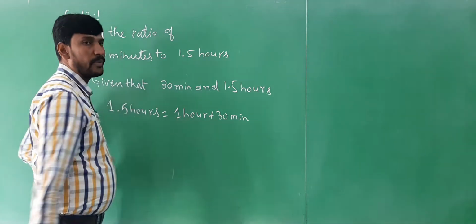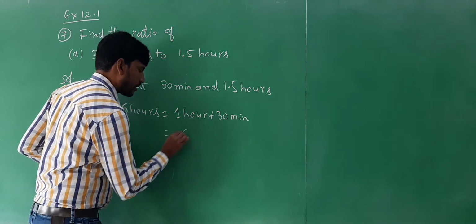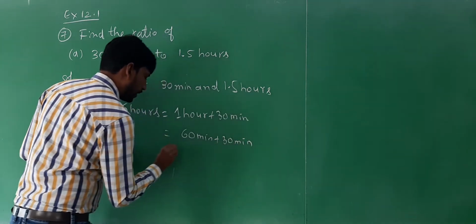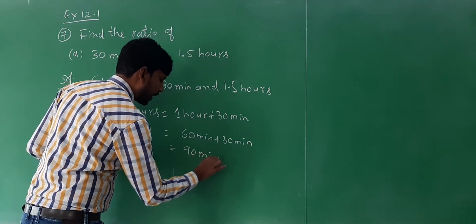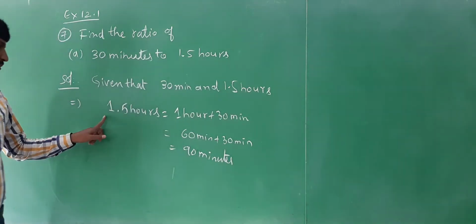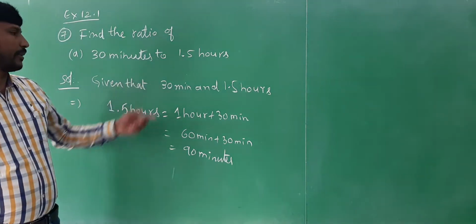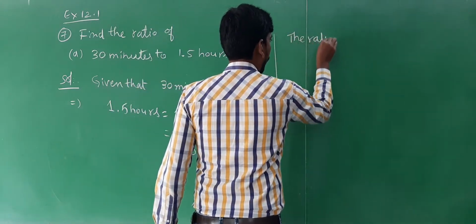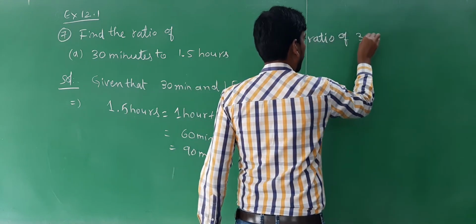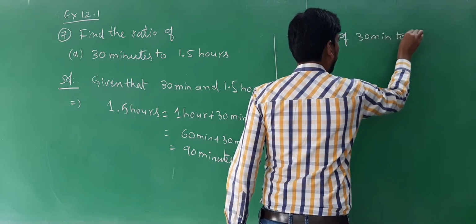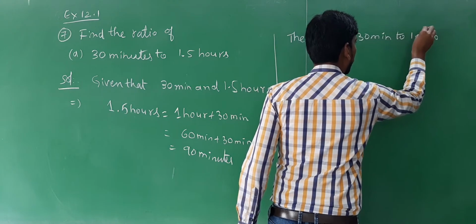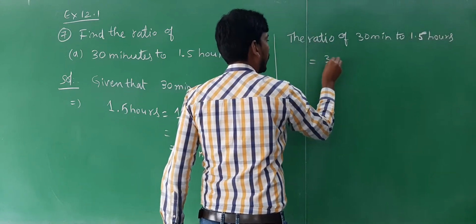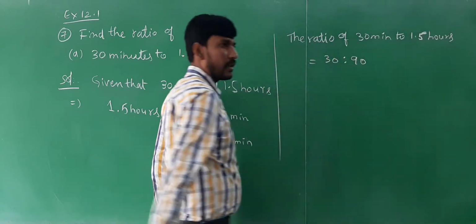We know that 1 hour equals how many minutes? That is 60 minutes. So 60 minutes plus 30 minutes is equal to how many? That is 90 minutes. So 1.5 hours is nothing but 90 minutes, and they gave 30 minutes. Now the ratio of 30 minutes to 1.5 hours is 30 is to 90. Is it clear children?